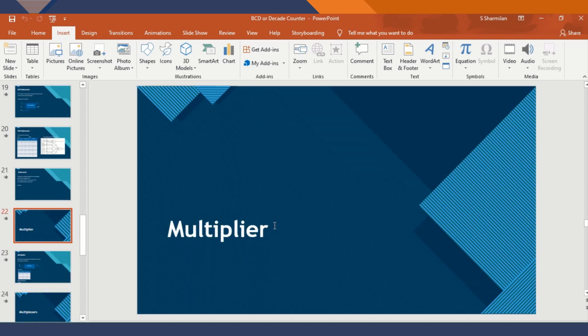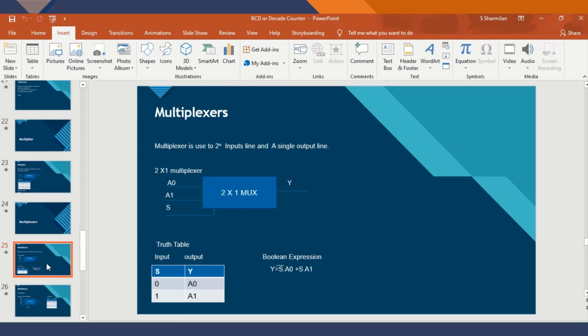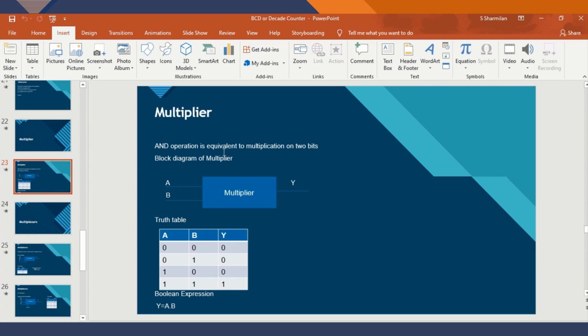Next I am going to talk about the multiplier. Multiplier operation is evaluated to multiplication on 2 bits. This is a block diagram of the multiplier. This is the truth table. Here I take 2 inputs and get outputs. This multiplier is also equal to an operation.